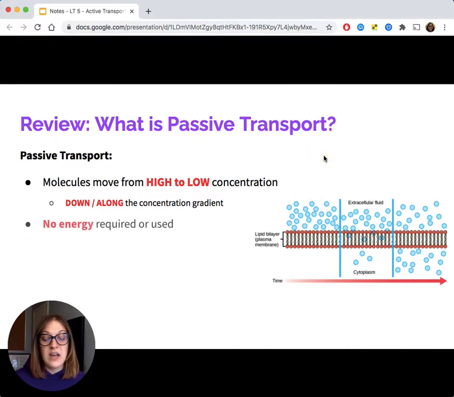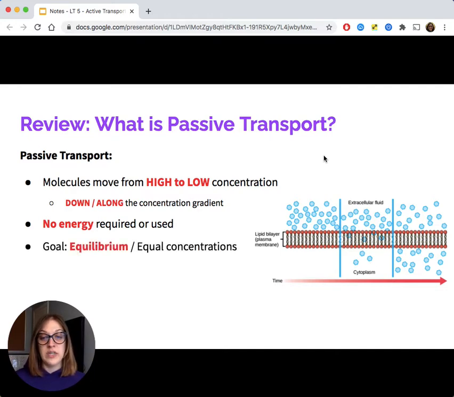Because of that, it does not require energy for these molecules to move from high to low. Just like if you put that ball at the top of the hill, it naturally rolls down without you having to push it. And the end goal here with passive transport is to achieve equilibrium, about an equal concentration of that substance on both sides of the cell membrane.